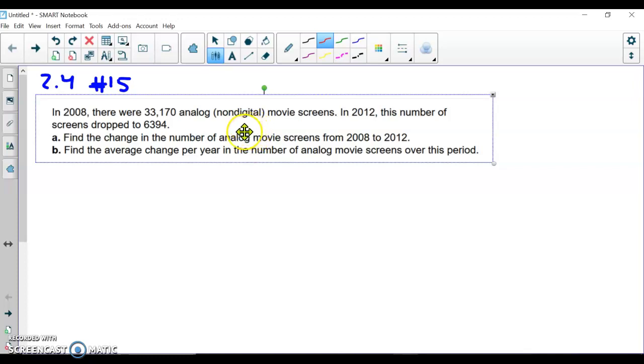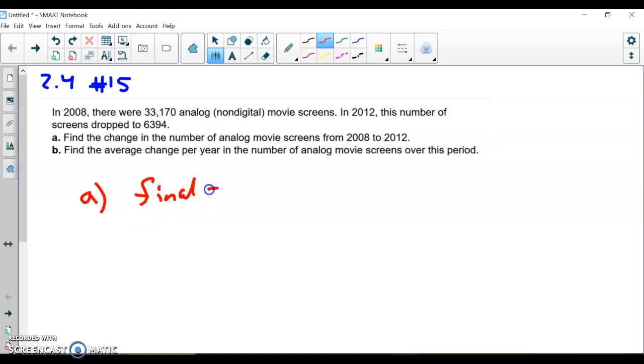So they just want to know, well, what's the difference? If it started at a number of 33,170 analog movie screens and then went all the way down to 6,394, how much did it change by? That's question A, right? So you can think of this in two ways, I suppose. Generally, when you're finding the difference in something, the amount of change, you want to start with the final value minus the initial value, right?